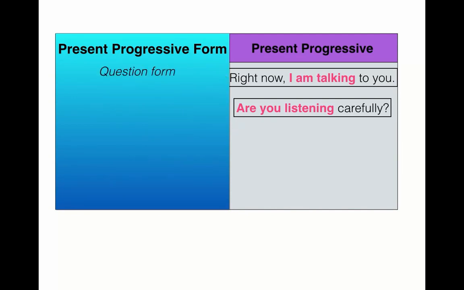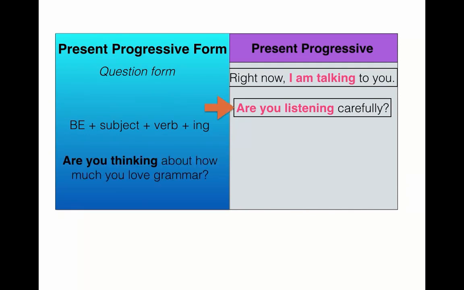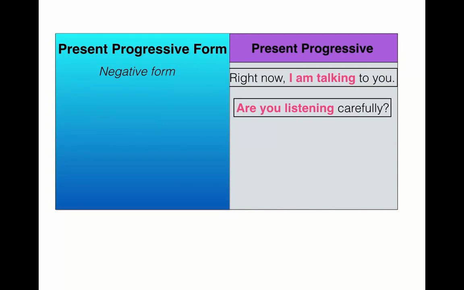Okay, to make a question in the present progressive form, we need these same two components. However, we will switch be and the subject, so the order's a little different from the statement form. For example, are you thinking about how much you love grammar? I know I am.